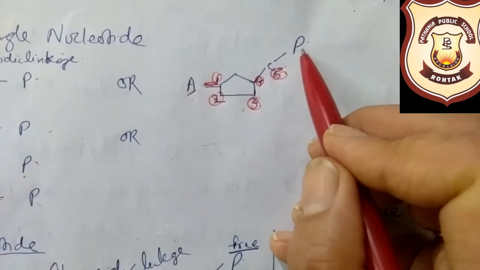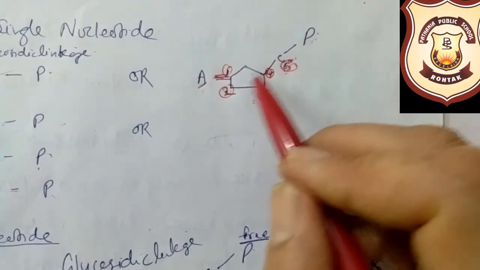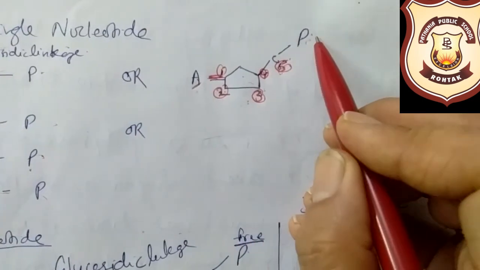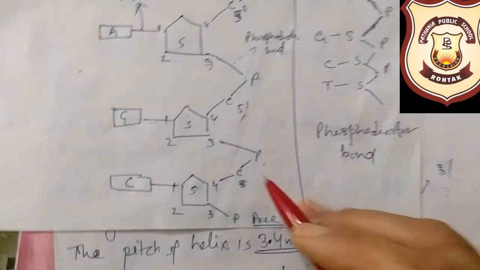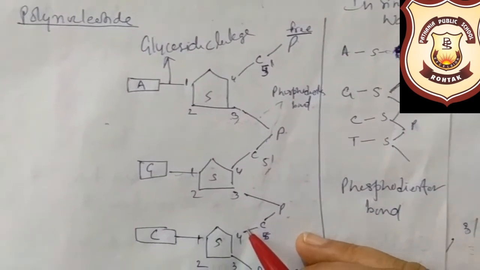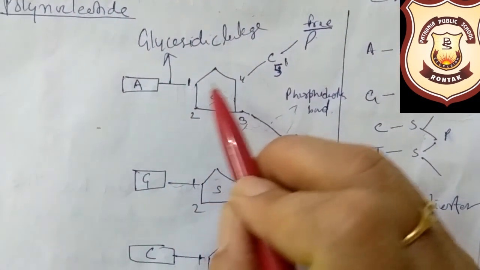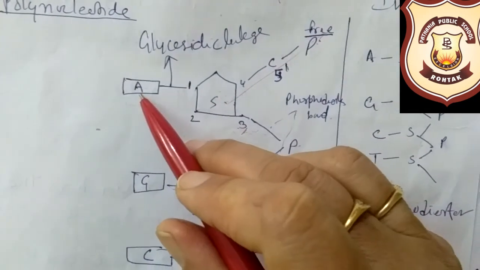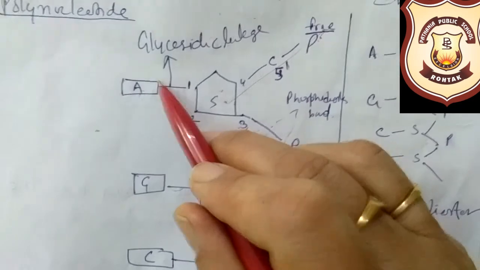Now we come to how the polynucleotide chain is formed. As I have shown you, this is the nitrogenous base, sugar and this is the phosphate. We start from here: 1, 2 and 3. These are the three components of a nucleotide. Now we see that the nitrogenous base has joined with the first carbon of the sugar and the phosphate has joined with the fifth carbon of the sugar.